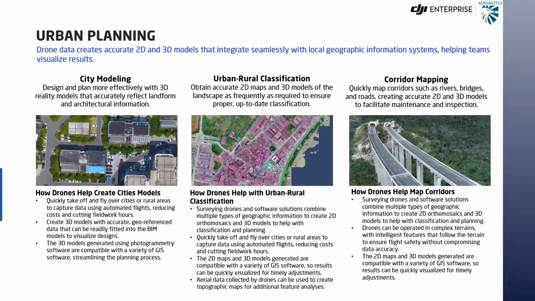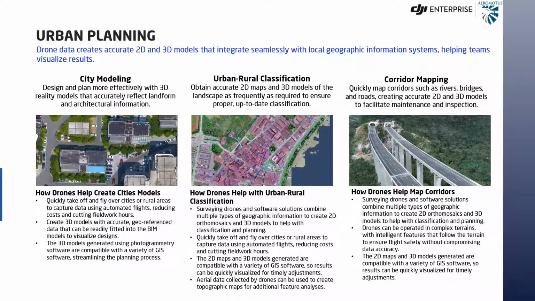It is also used in urban planning. The subclassification in urban planning, I would say, is city modeling. How it works in city modeling is to create georeferenced data that can be fitted into BIM models. It can be compatible with GIS software. If you're using any GIS platforms, ArcGIS, you're able to import the formats from DJI Terra into your platform so that you can use it for georeference. You can use the georeferenced data on the GIS platform.